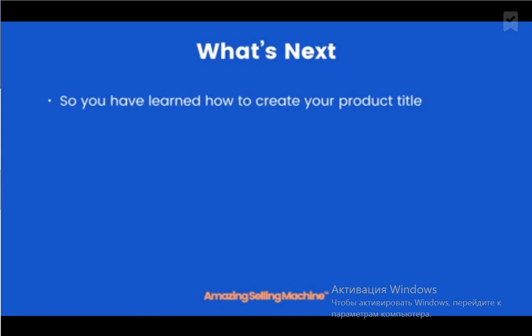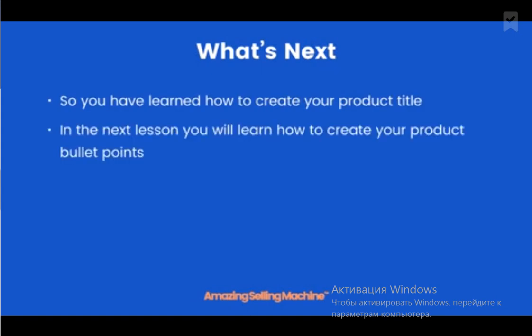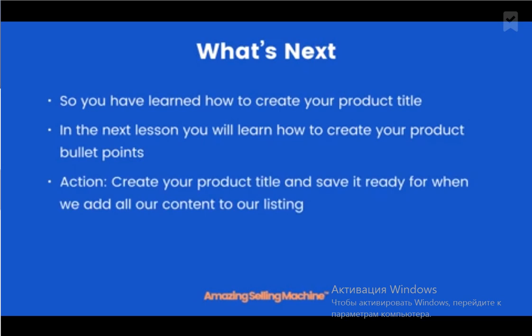So what's next? So you've learned how to create your product title. In the next lesson, you will learn how to create your product bullet points. Action: create your product title and save it, ready for when we add all our content to our listing.